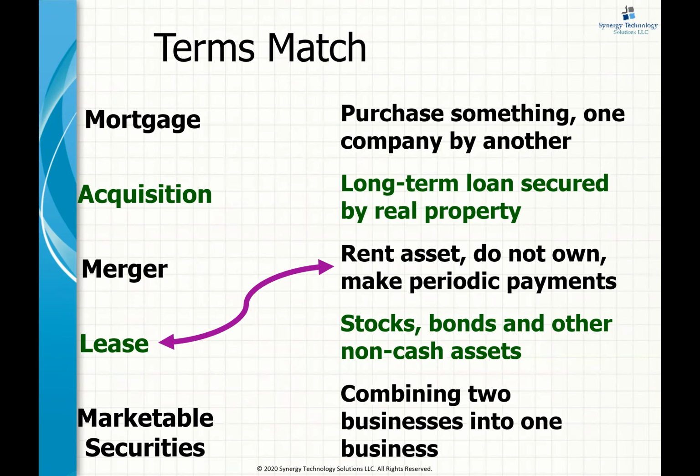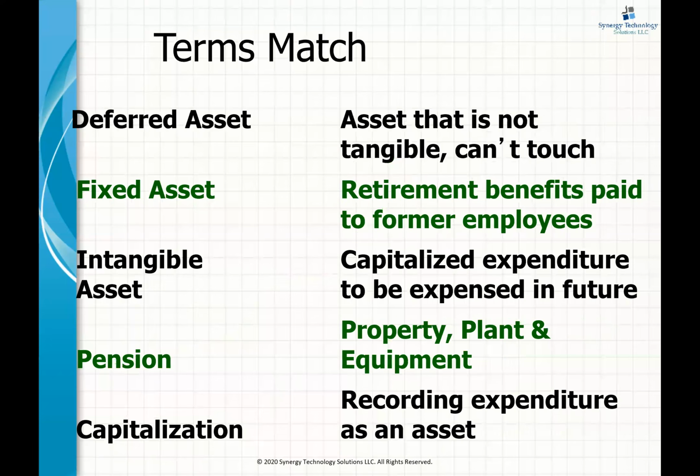Lease, that needs to be disclosed. Marketable securities: stocks and bonds and cash. Deferred assets: that is capitalized expenditure to be expensed in the future. Okay, it's like goodwill. Fixed assets: you need to do a proper accounting of fixed assets. I have seen companies that had no clue about the fixed assets, or they were not recording the fixed assets on time.